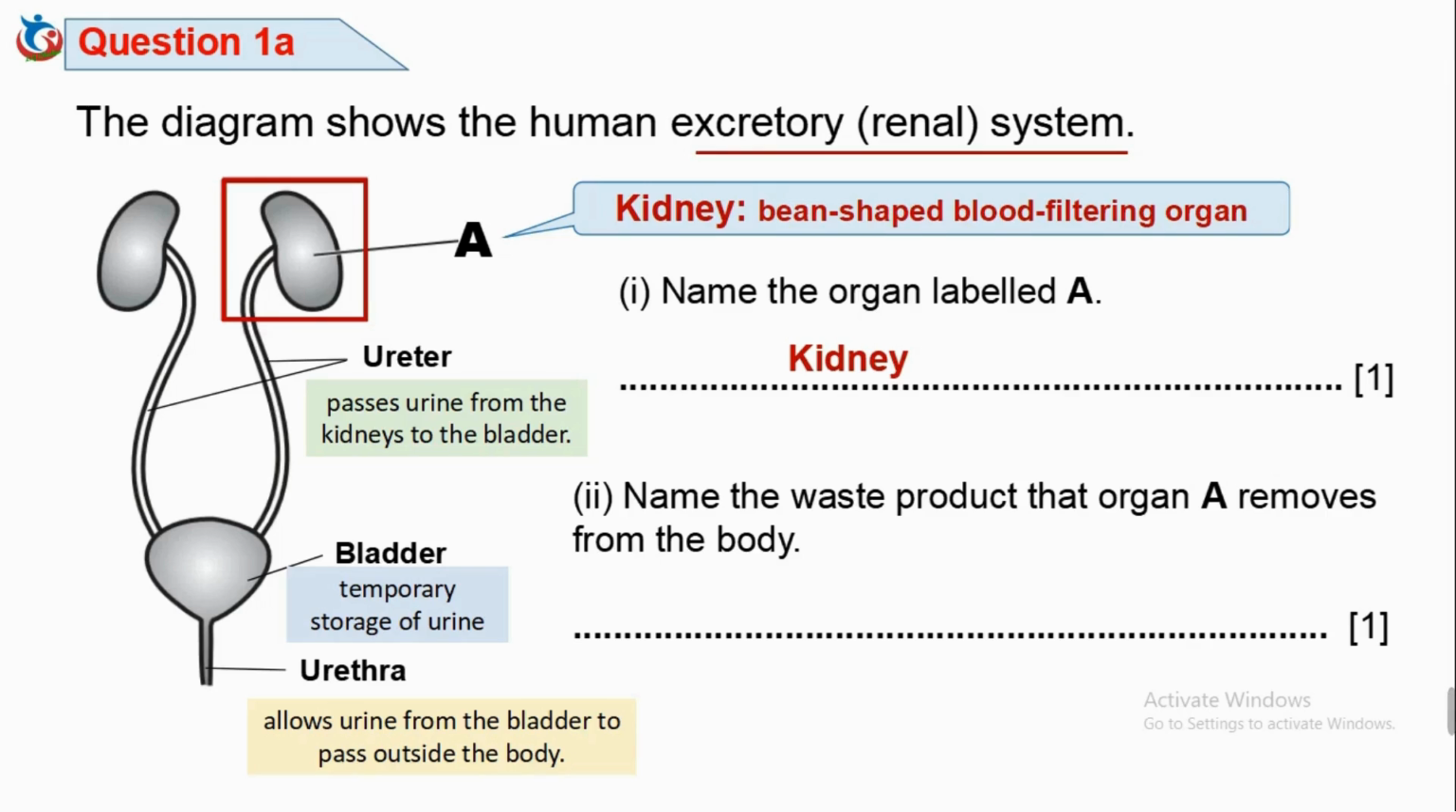Question 1a2. Name the waste product that organ A removes from the body. Kidney removes urea, uric acid, and ammonia. Urea is the most significant waste from kidney, while the other excretory organs like the lungs remove carbon dioxide that is produced by the cells during respiration, and the skin through sweat removes salt in form of sodium chloride, water, and traces of urea.